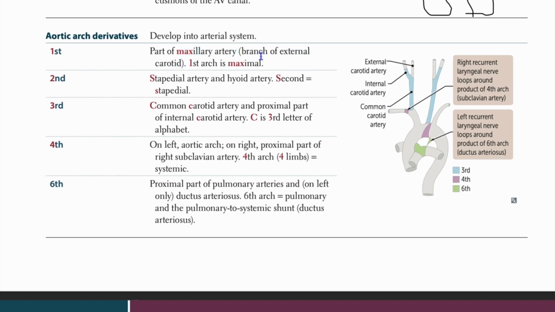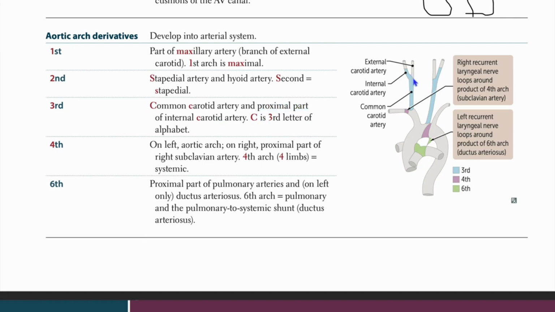First arch is maxillary. Then you have second, stapedial, S for S, so stapedial artery and hyoid artery. Second, stapedial artery. Okay, so where is that? So we have external carotid, and you have internal carotid here. You have common carotid coming in and making this. We don't have first here. We don't have second here either. Okay. So the third is common carotid artery and proximal part of the internal carotid artery, right?